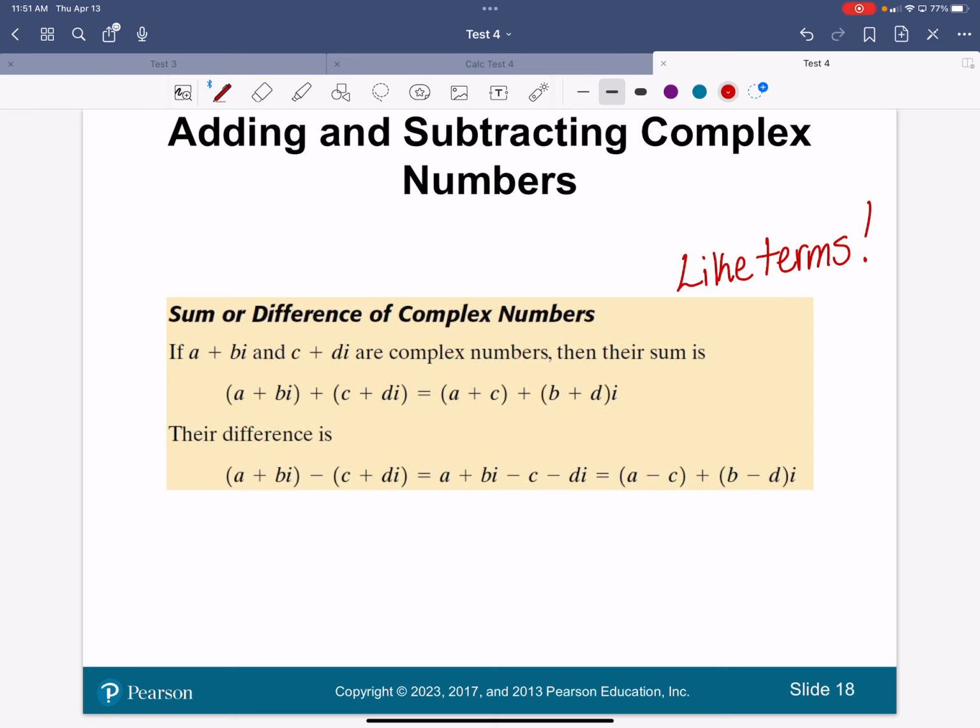And if you are subtracting, you must distribute. If subtracting, you must distribute. Okay? If you're subtracting, you must distribute. Okay.